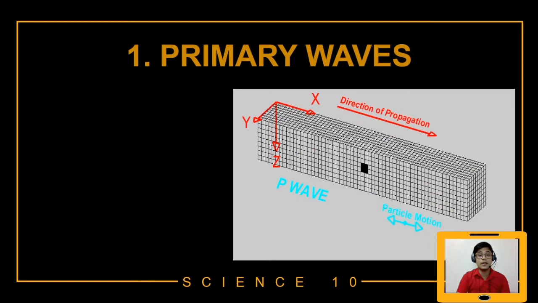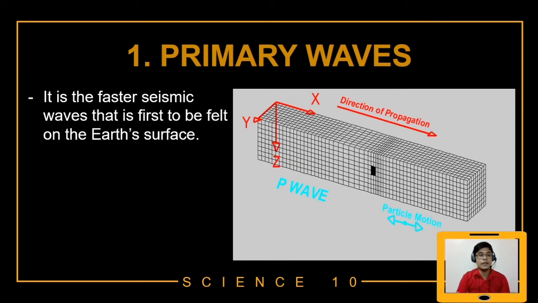And these are, first, the primary waves. So as you can see in this GIF, we have the direction of the propagation and how this primary wave or the P wave behaves. And it is actually the faster seismic wave that is first to be felt on the Earth's surface. So take note, it is called primary because it is the first. And this is also the faster seismic wave. Again, it is the first one felt on the Earth's surface.